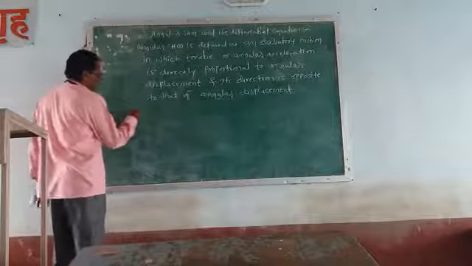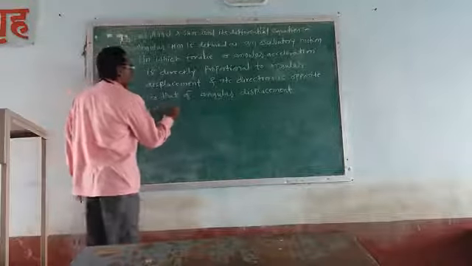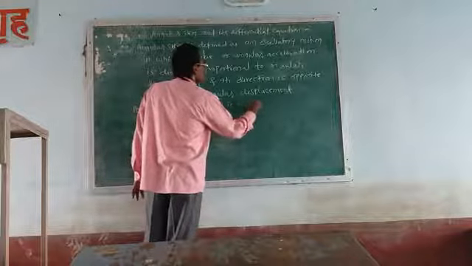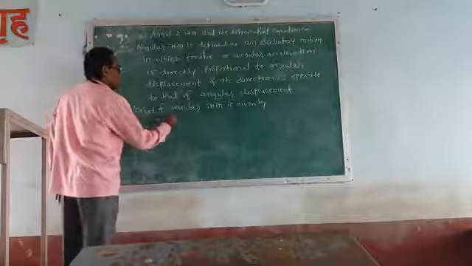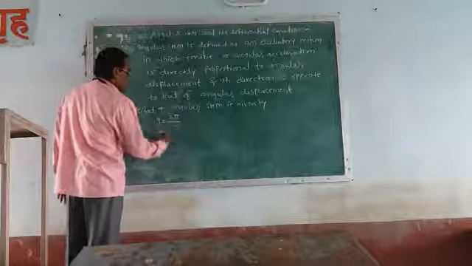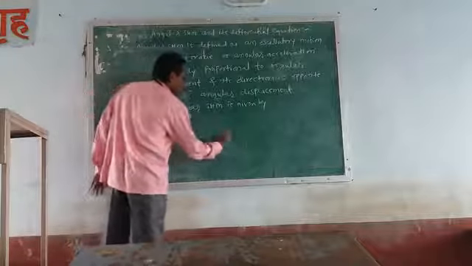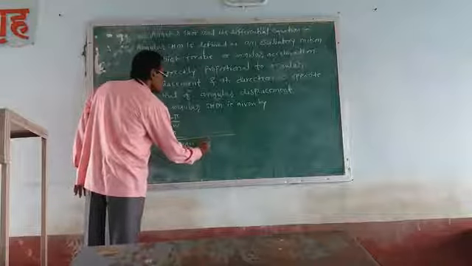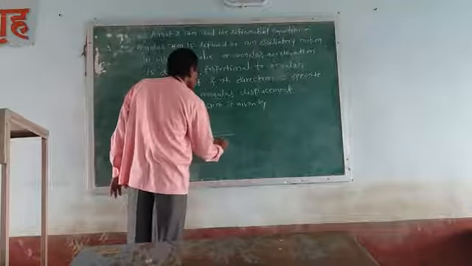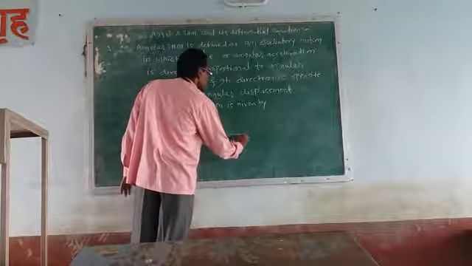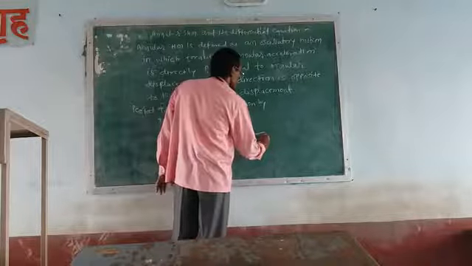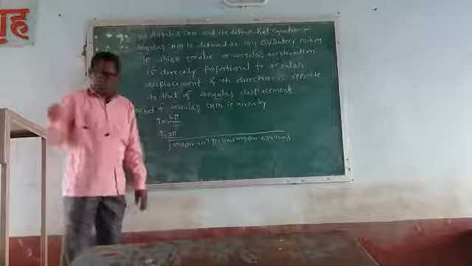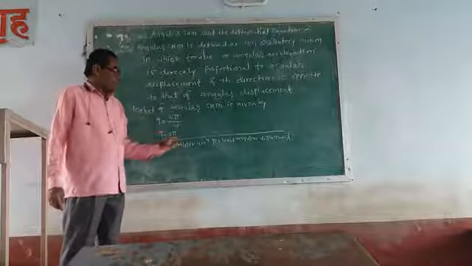We know the period of angular SHM. Period T is equal to 2 pi divided by omega, which is 2 pi times the square root of the angular displacement per unit angular acceleration. So this is the period of angular SHM.